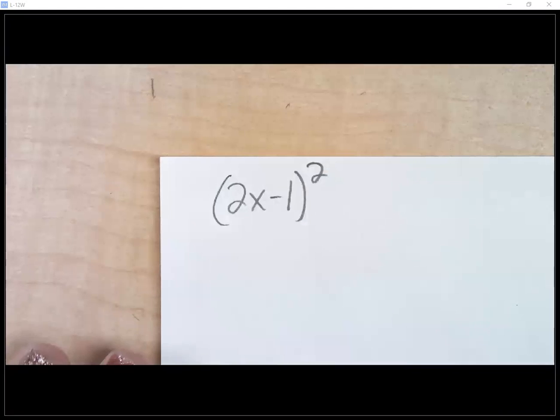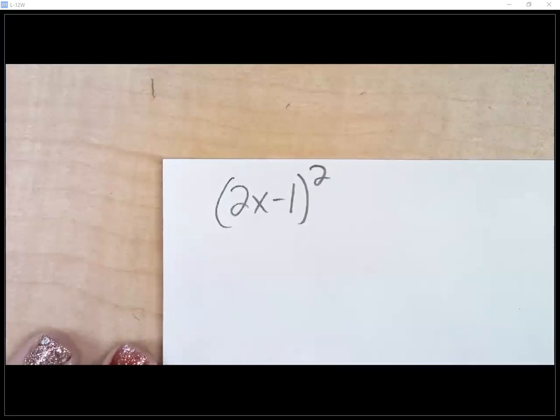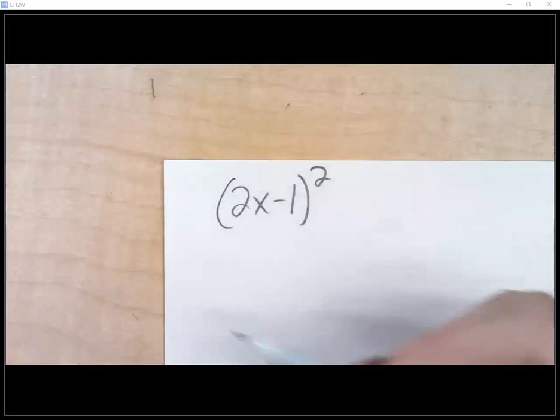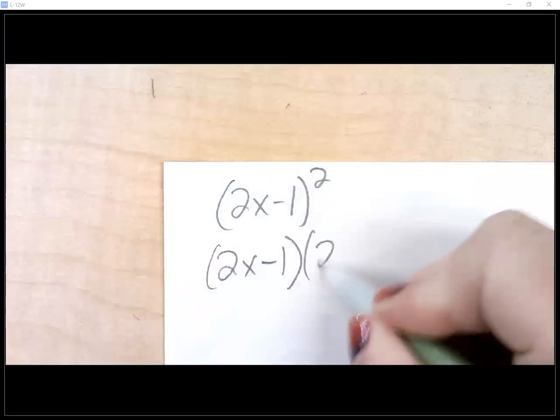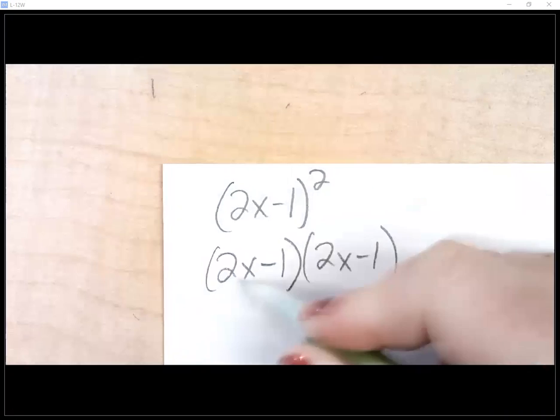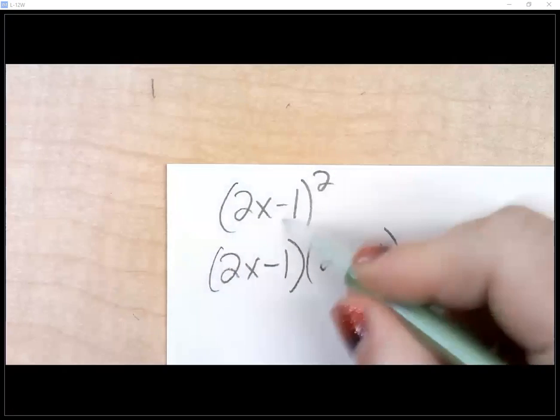Did you get it? If you answered 4x squared plus 1, you are wrong. You're never going to make this mistake again, right? Because you're really supposed to do 2x minus 1 times 2x minus 1, and you FOIL this together. You can't just square each term. If it's a binomial, that is not allowed.